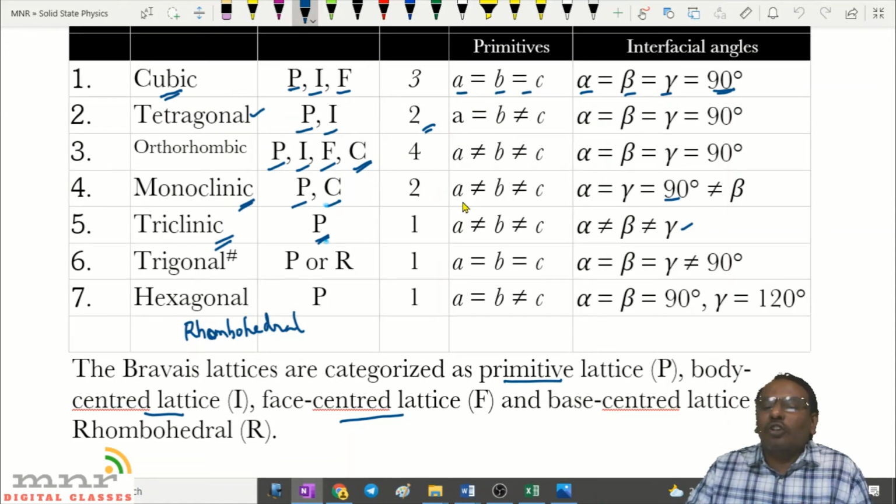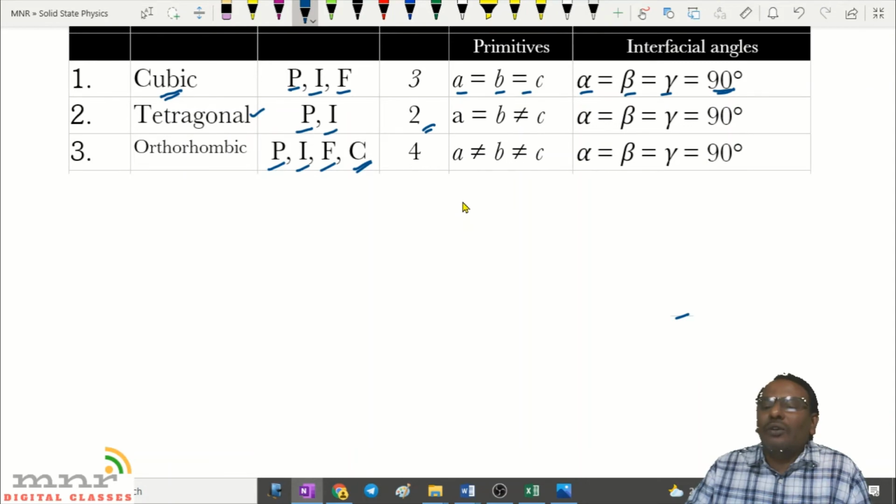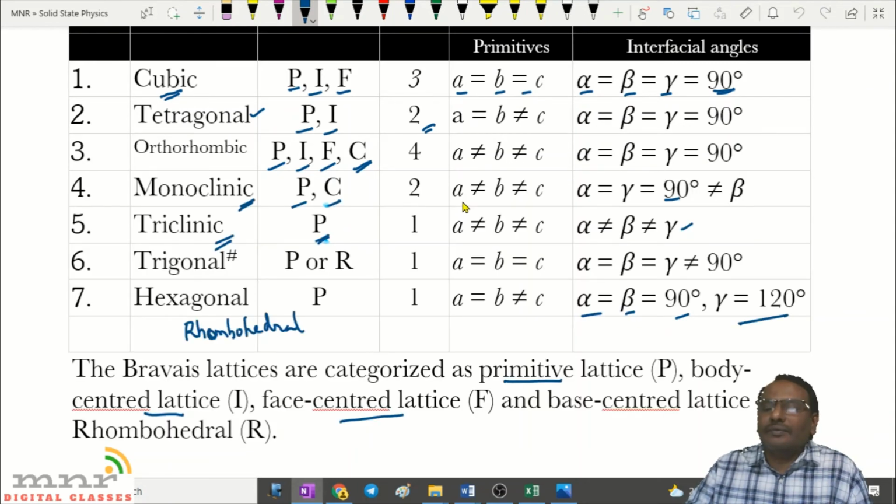Here a = b but not equal to c, while alpha and beta are equal to 90° and gamma is equal to 120 degrees. This type of crystal structure is called the hexagonal crystal structure. In this case also we have only one Bravais lattice possible, called the primitive lattice. So totally we have 3 plus 2 plus 4 plus 2, 1, 1, 1.